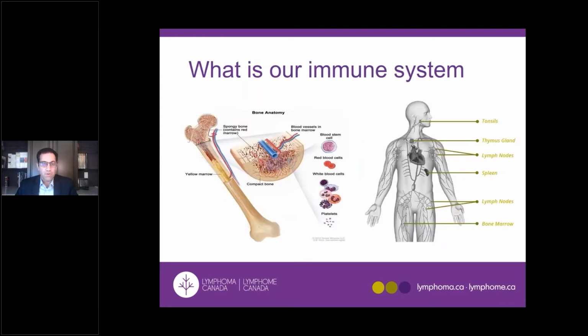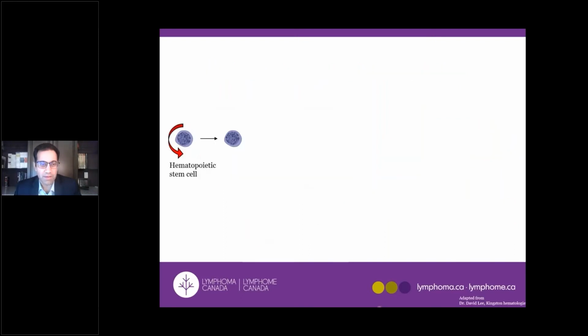So this is our immune system. It consists of the bone marrow and other lymphoid or immunological glands that are located in our body. This is the way I used to explain the hematopoietic growth in our bone marrow.